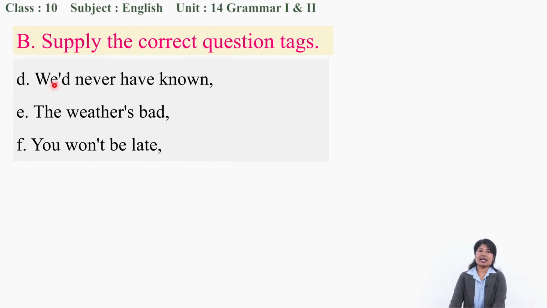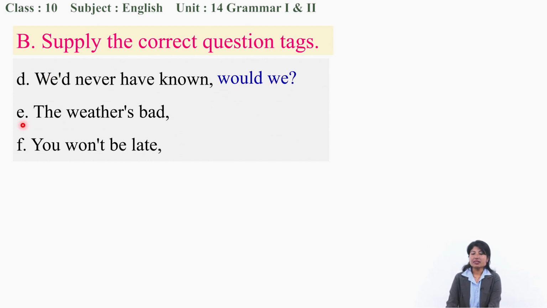Continuing the exercise, now it's the turn of D, statement D. We would never have known. Okay, so we would never have known. This apostrophe d is had or would, right? So our tag would be would we. Never is already there. That's why the statement is positive in effect. Would, that's why repeated, would we.